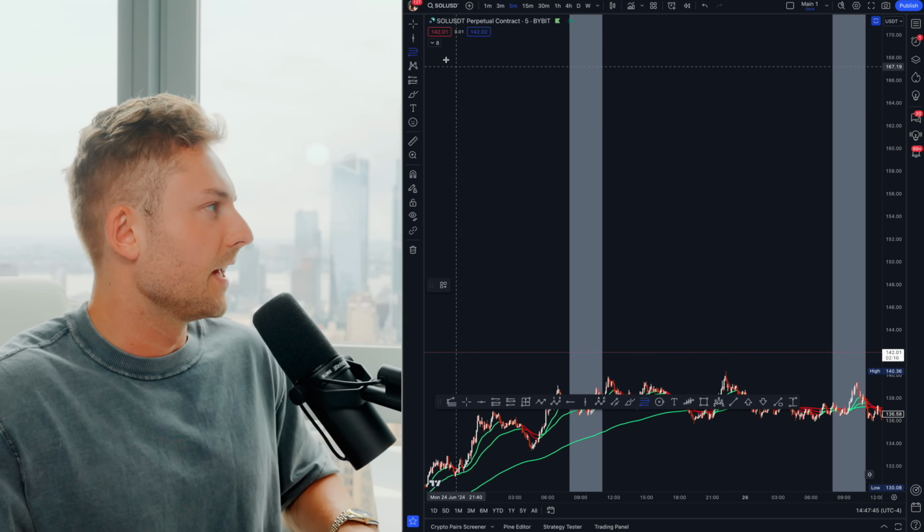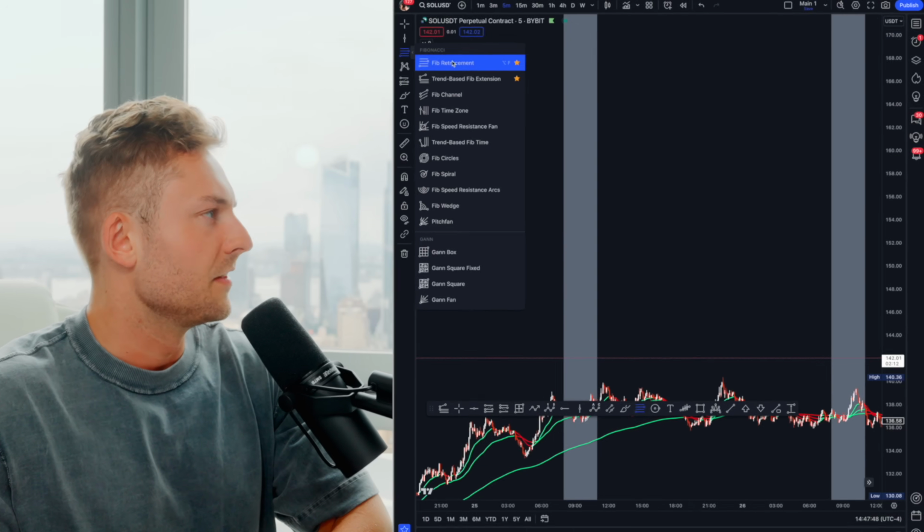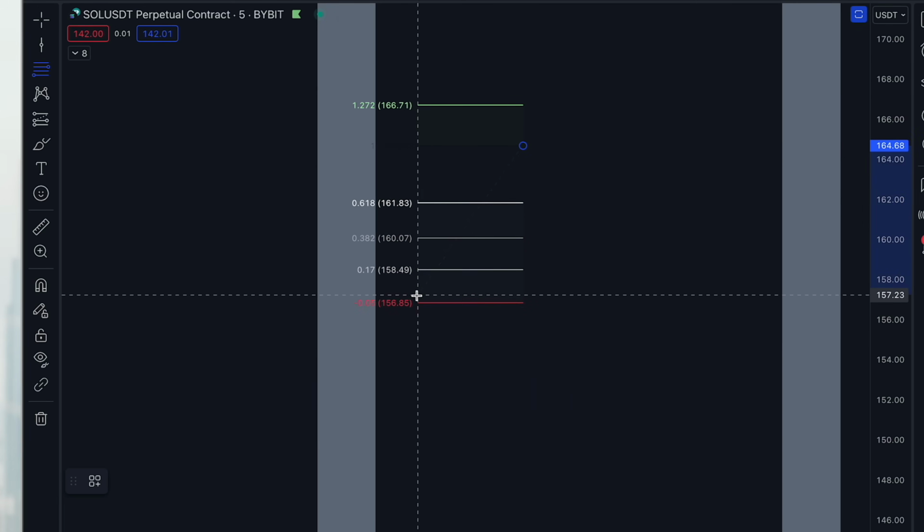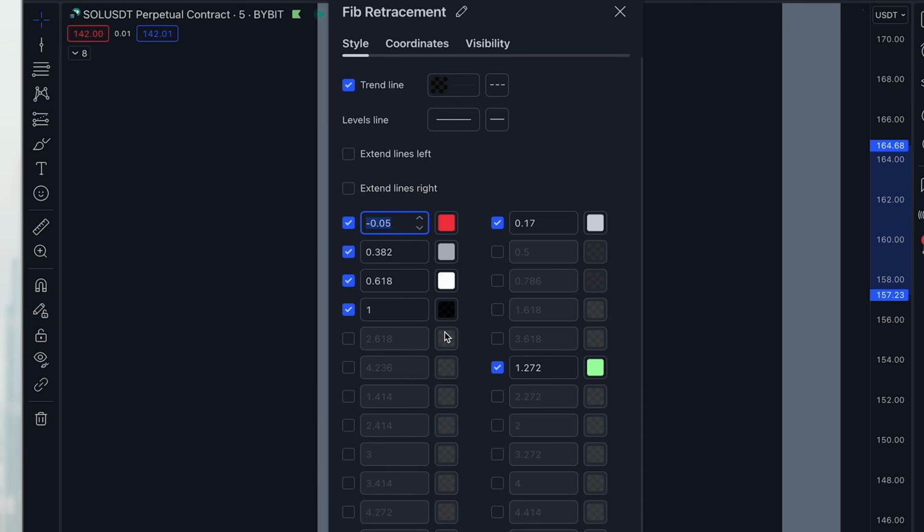All right, so let's talk about fib settings. The way you can set this up is by clicking over into this menu and going into fib retracement, and then just click from this part in the chart, go down a little bit and click again, and then just hit the settings wheel and apply all of these settings.